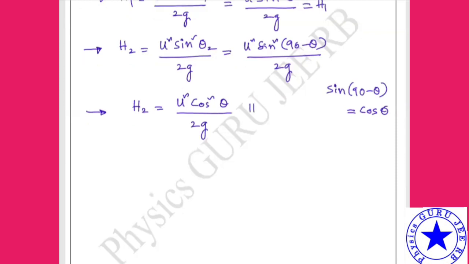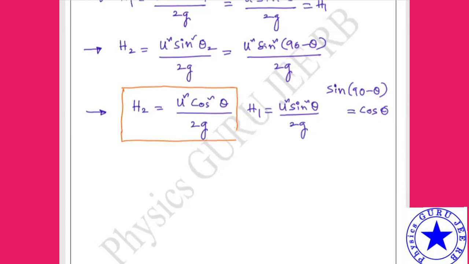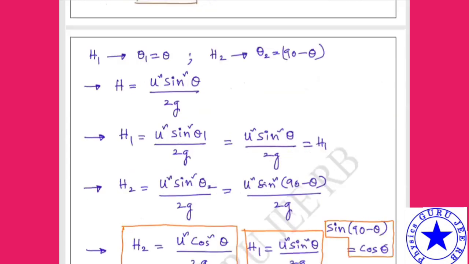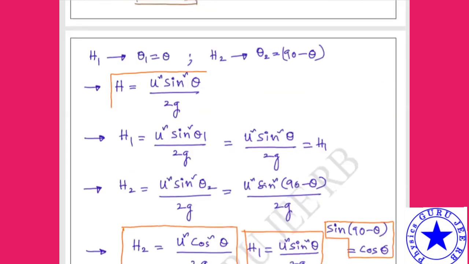This is h1. What is there? h1 is u square sine square theta divided by 2g. h1 and h2, is it clear? So h2 is u square cos square theta divided by 2g, and h1 is u square sine square theta divided by 2g. Hope this is clear, and even this formula we have to remember. This is the maximum height formula, u square sine square theta divided by 2g.